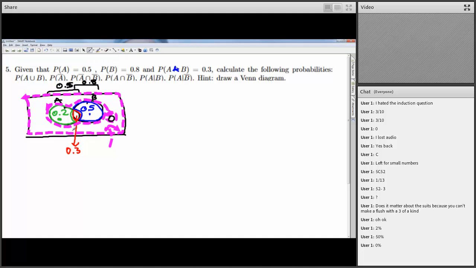So the way to think about all these different regions: this outside region is not A and not B. That's the outside region. This Pac-Man over here is B, not A.